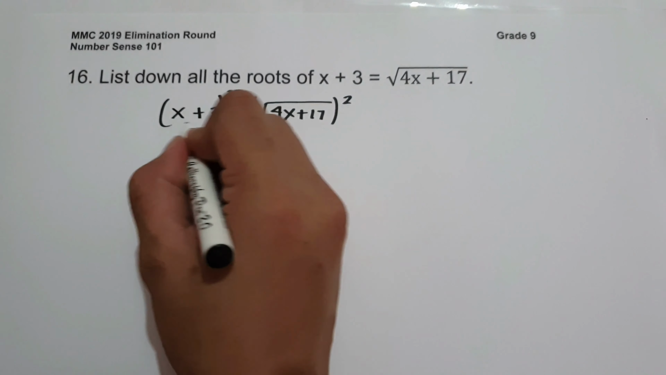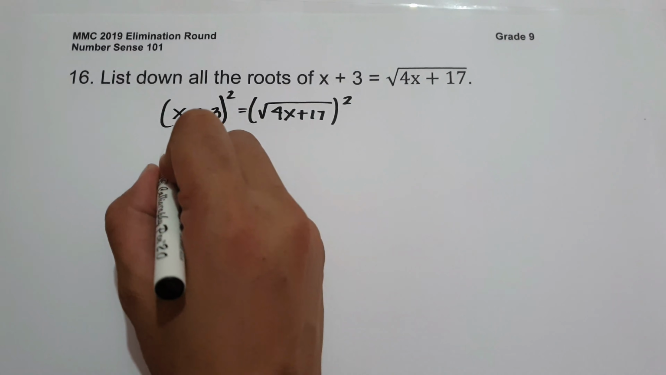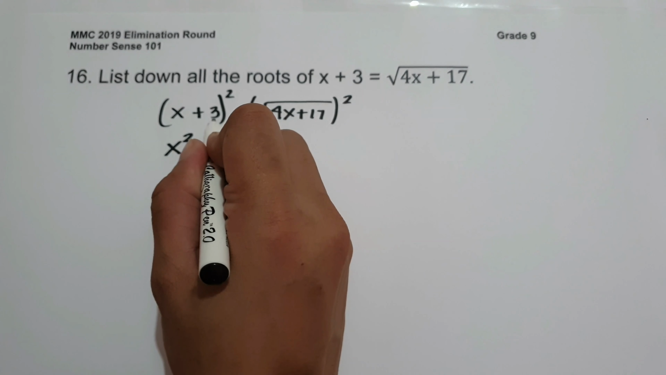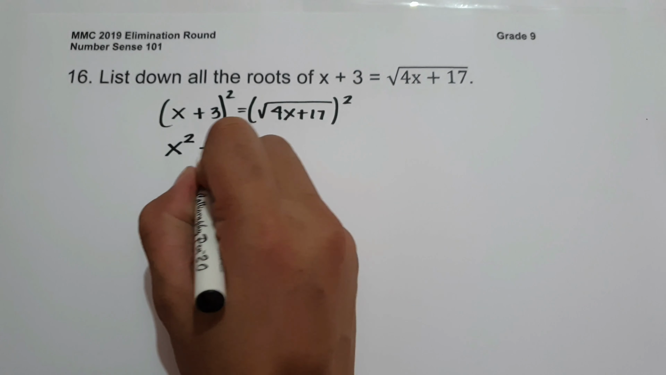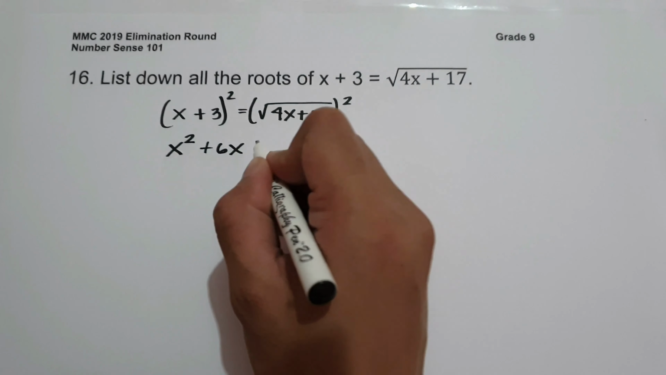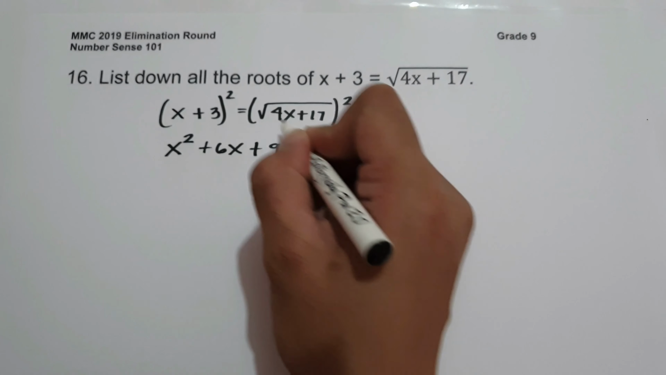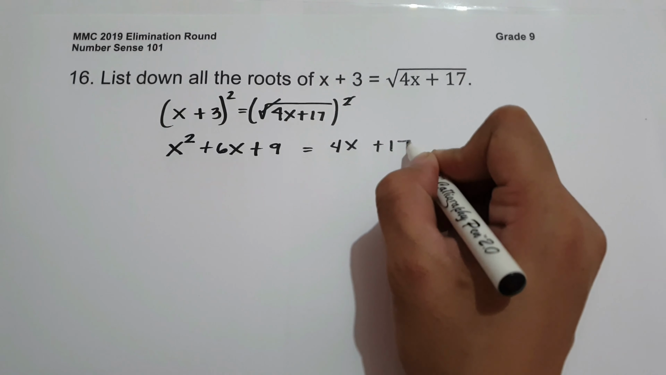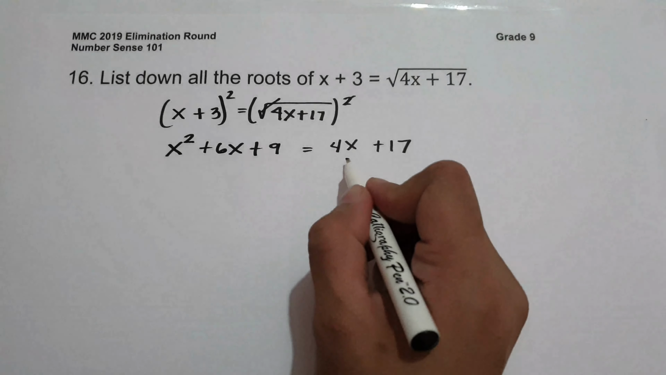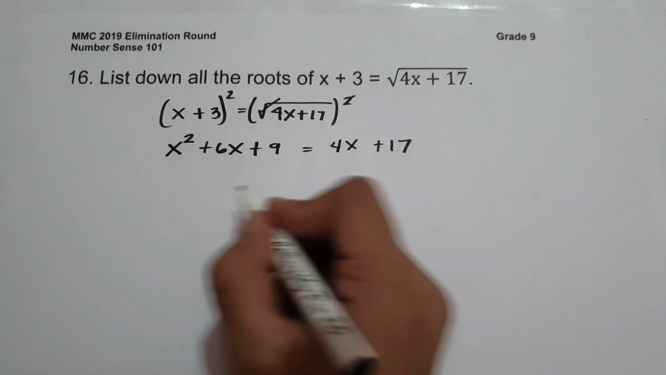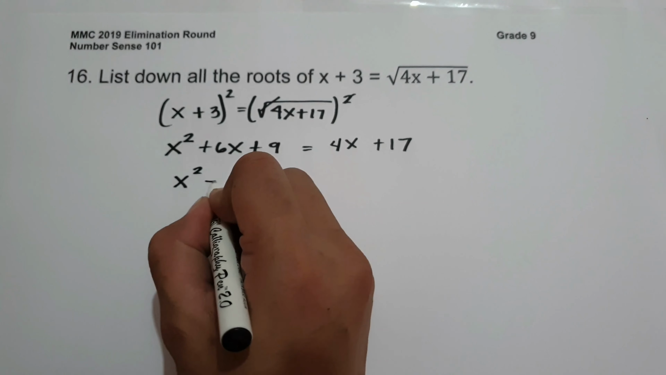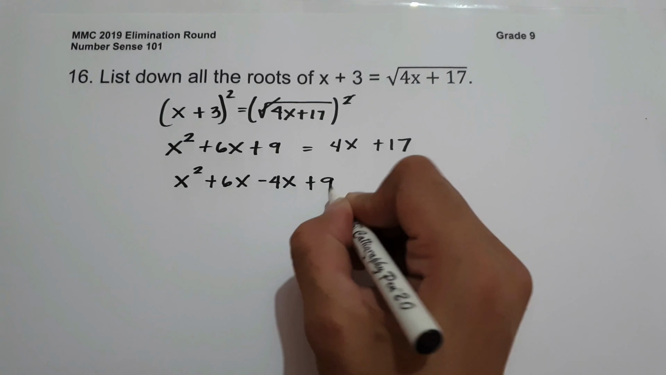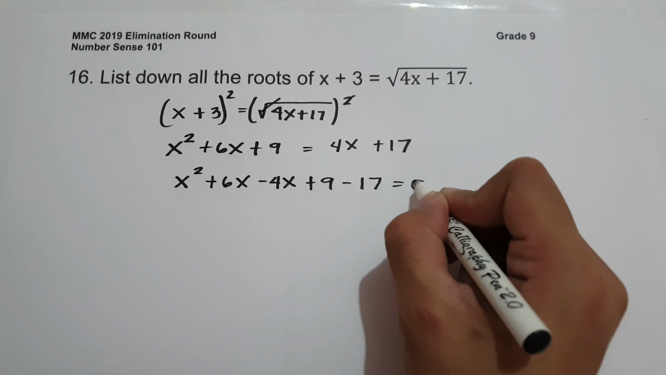So we have x plus 3 squared, that is x multiplied by itself, that is x squared. And then x multiplied by 3, that is 3x, times the constant 2, that is 6x. And then 3 multiplied by itself, that is 9. And then we are going to cancel this one. You are going to have 4x plus 17. And then we are going to move 4x plus 17 to the other side of the equation. It will give us x squared plus 6x minus 4x plus 9 minus 17 equals 0.